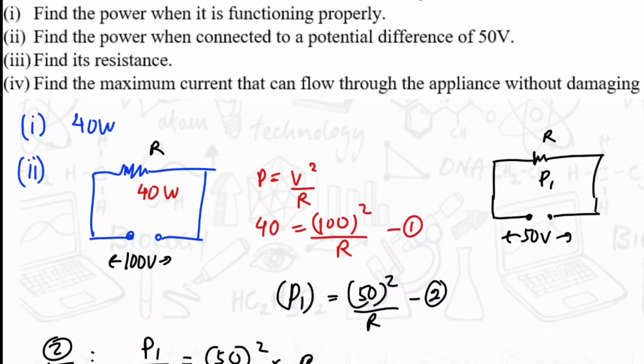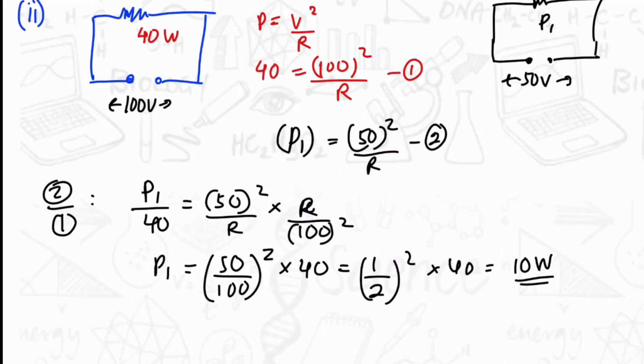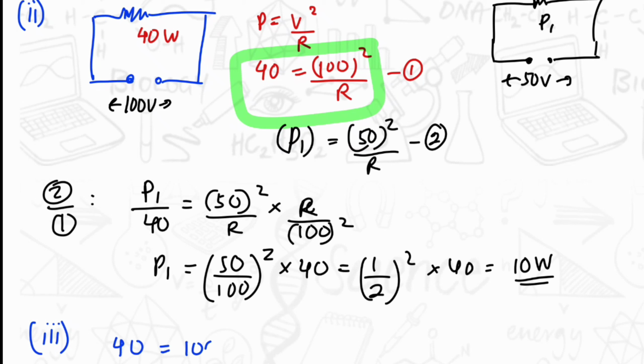Next, we have to find its resistance. So in order to find its resistance, we can use this equation. So this is the third part. So 40 is equal to 100 squared divided by R. Then R is equal to 100 squared over 40, that is 100 times 100 divided by 40. So this will be 250 ohms.